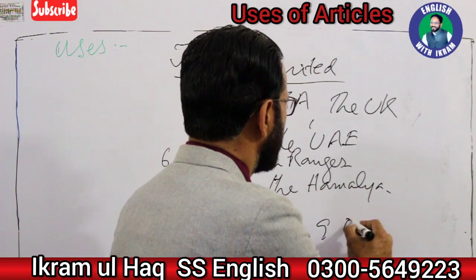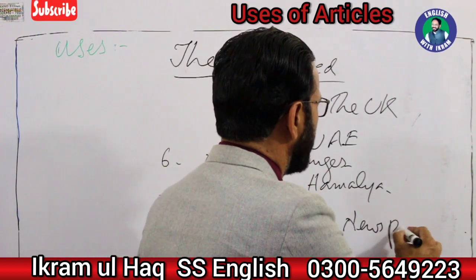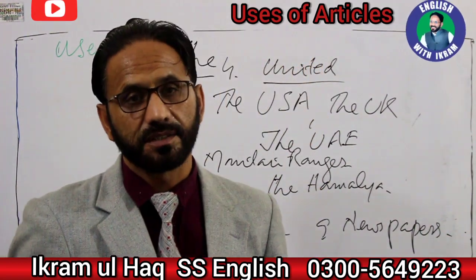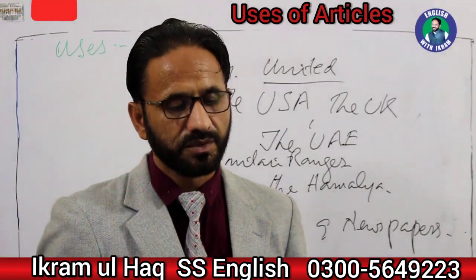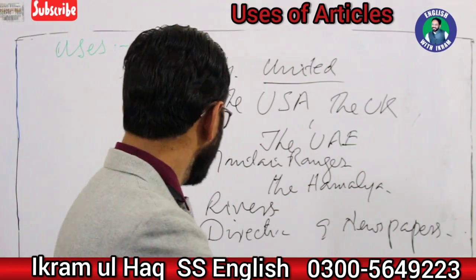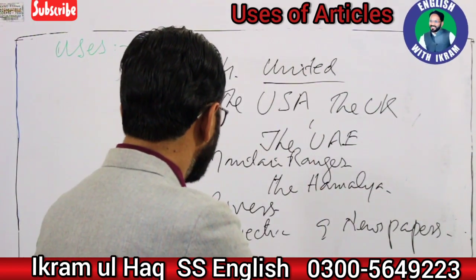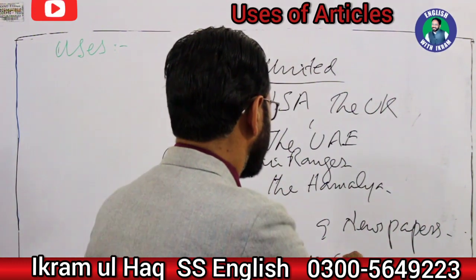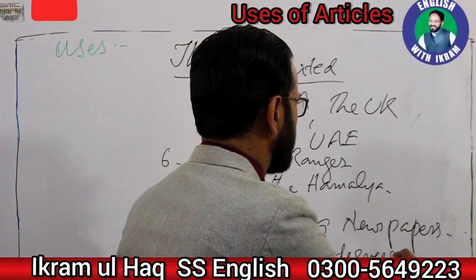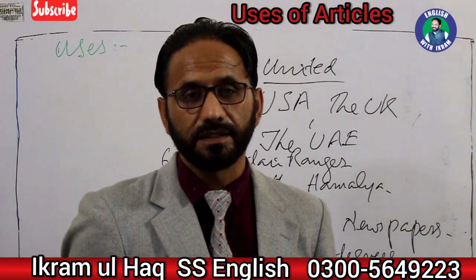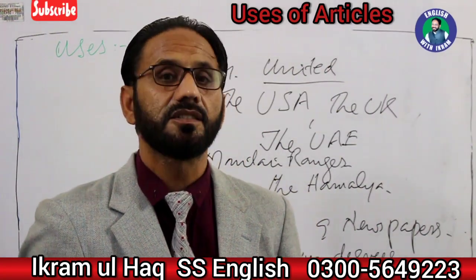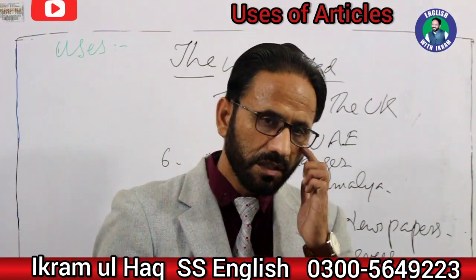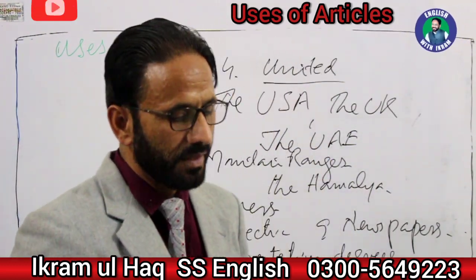Then we use the with the names of newspapers: the Daily Mashriq, the Dawn, the News, right? The next one is we use the with superlative degrees of adjectives. He is the best student, the best, the smallest, the tallest. So whenever we use the superlative degree of an adjective, we use the article the, right?